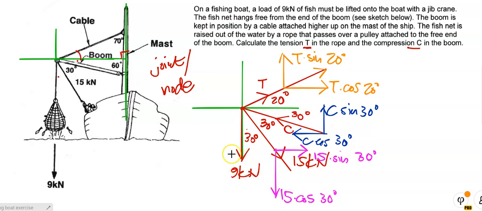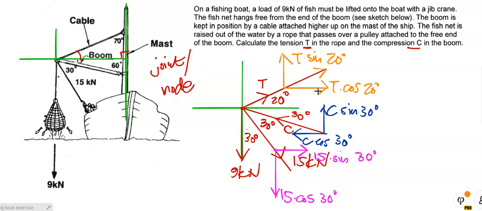Now, people, notice in the previous examples we just added them together because this point in question was going somewhere. But this whole system is in equilibrium. So what does equilibrium mean? That even though there are forces acting, the net sum of all the forces acting together is equal to zero. So on the vertical, we have T sine 20 plus C sine 30 minus 15 cos 30 minus 9 equal to zero. In that one equation alone, we have T and C as unknowns. So can we solve it? No, we can't solve it.